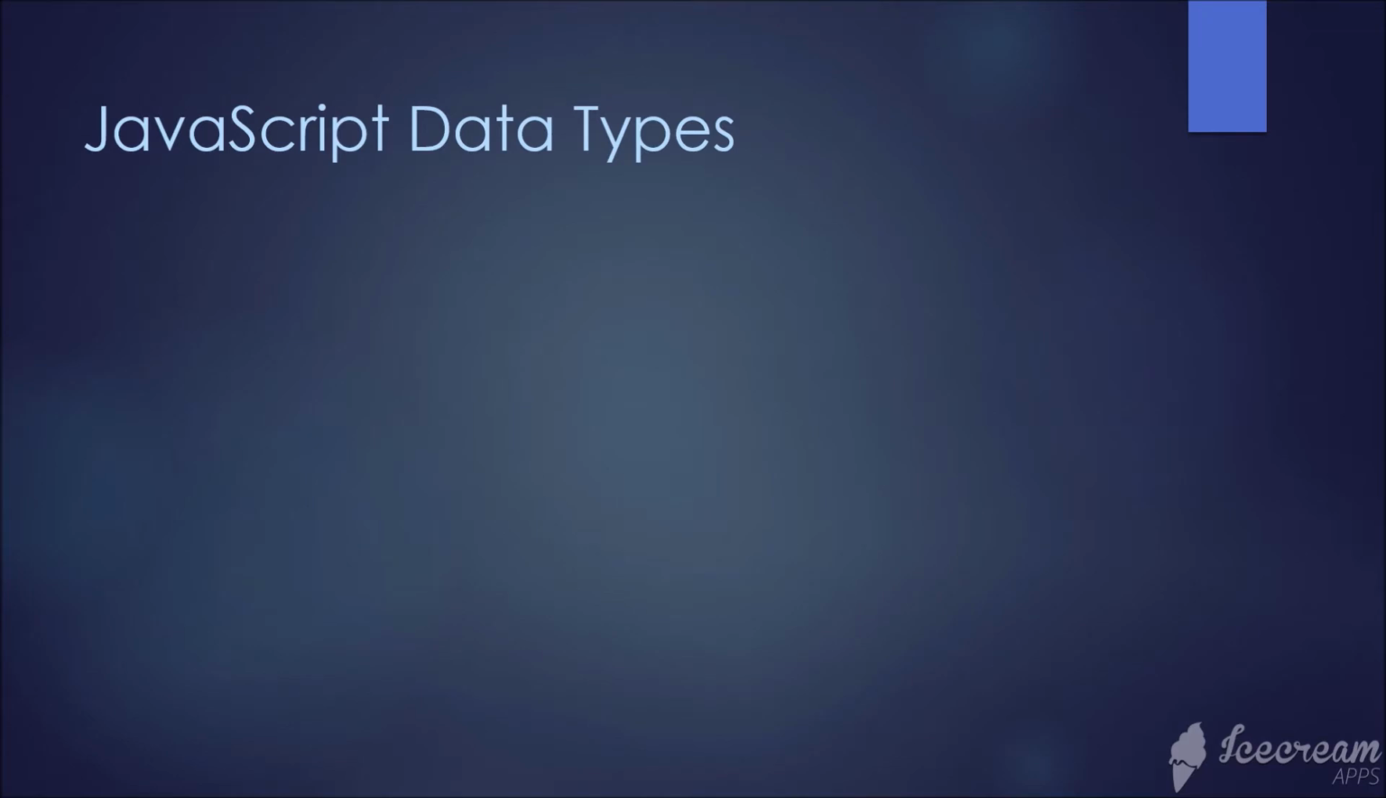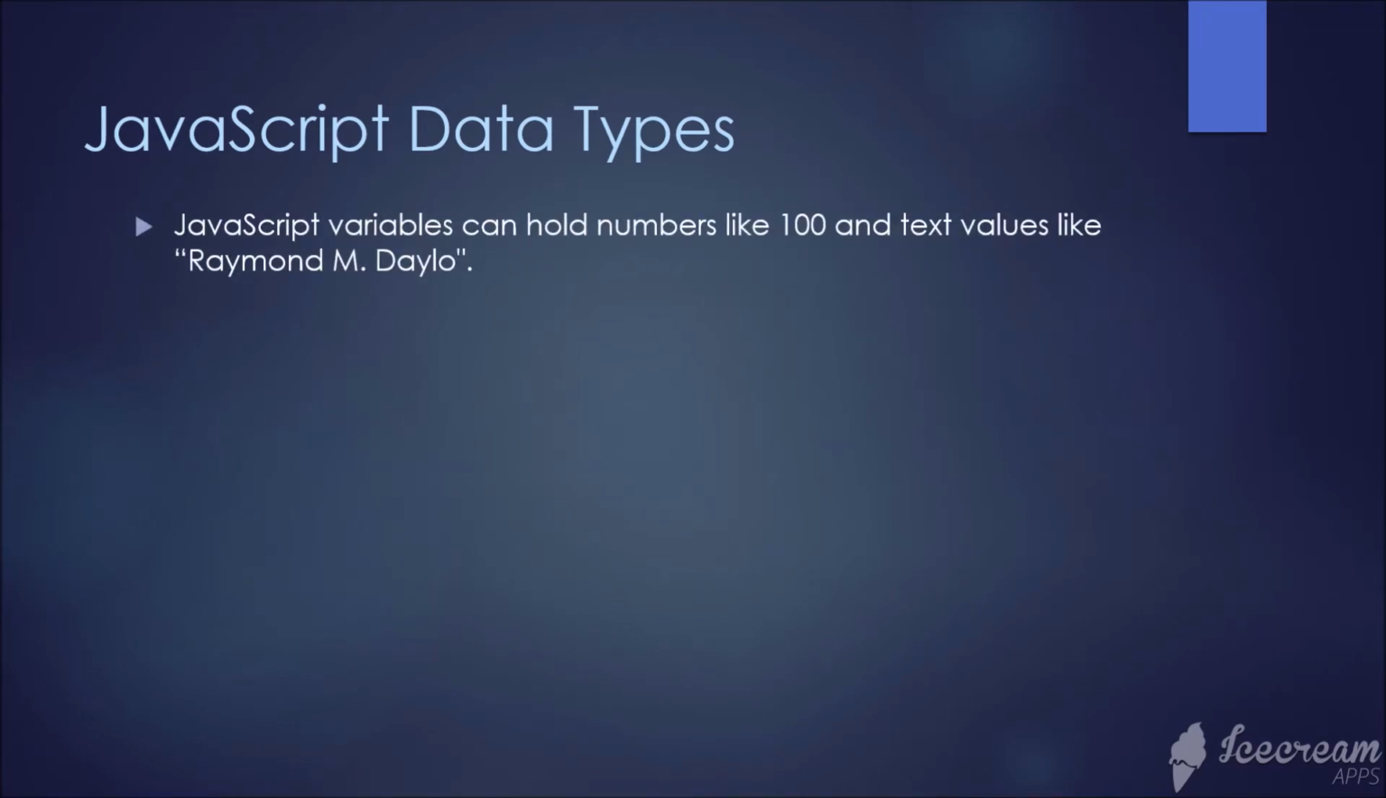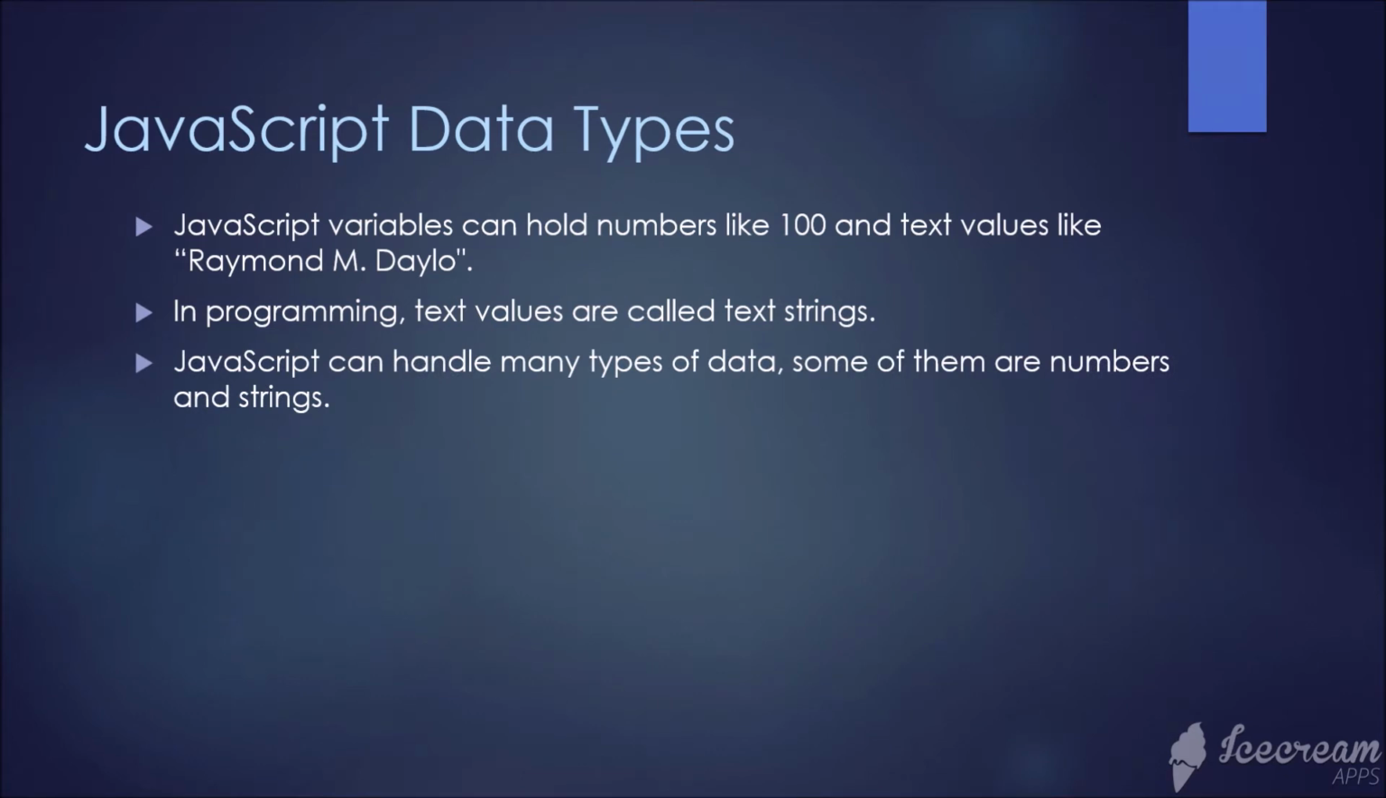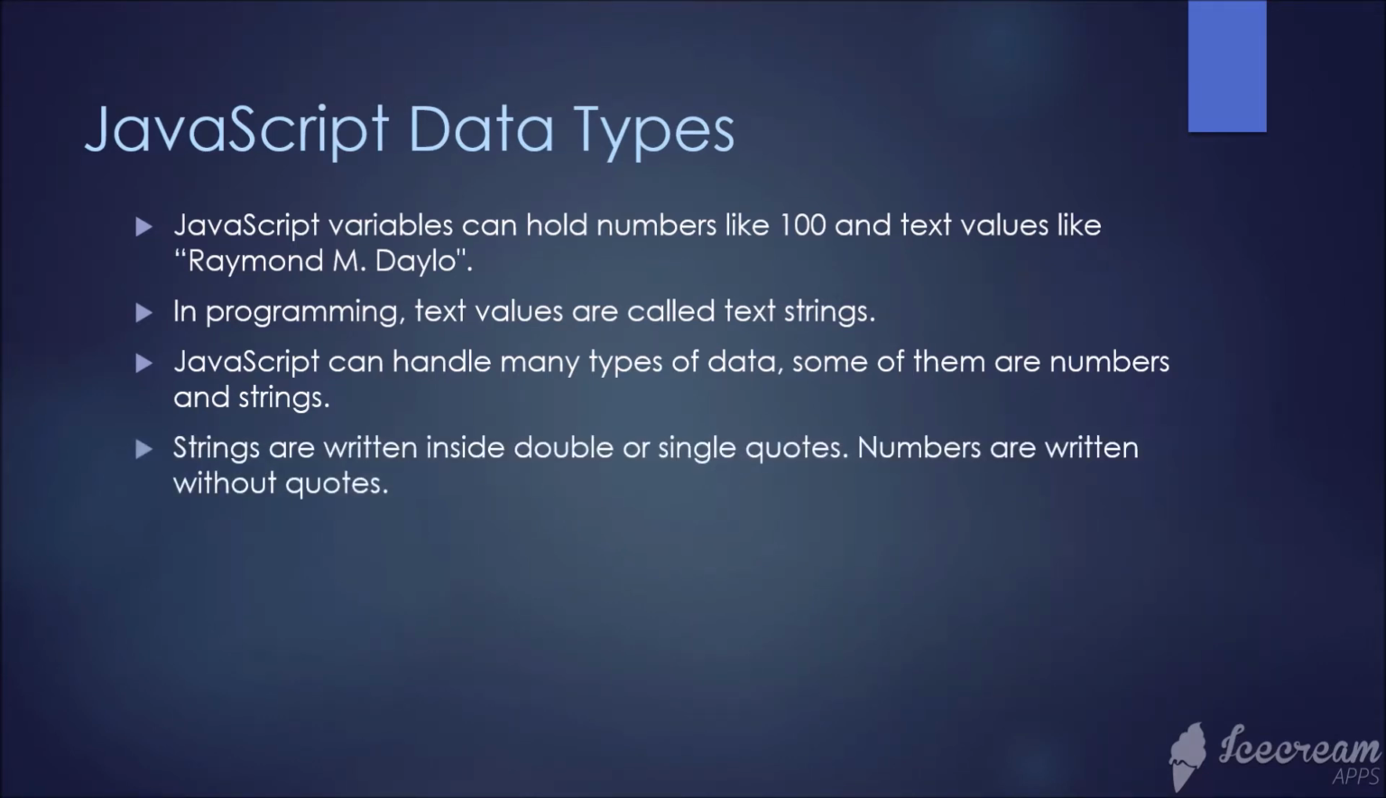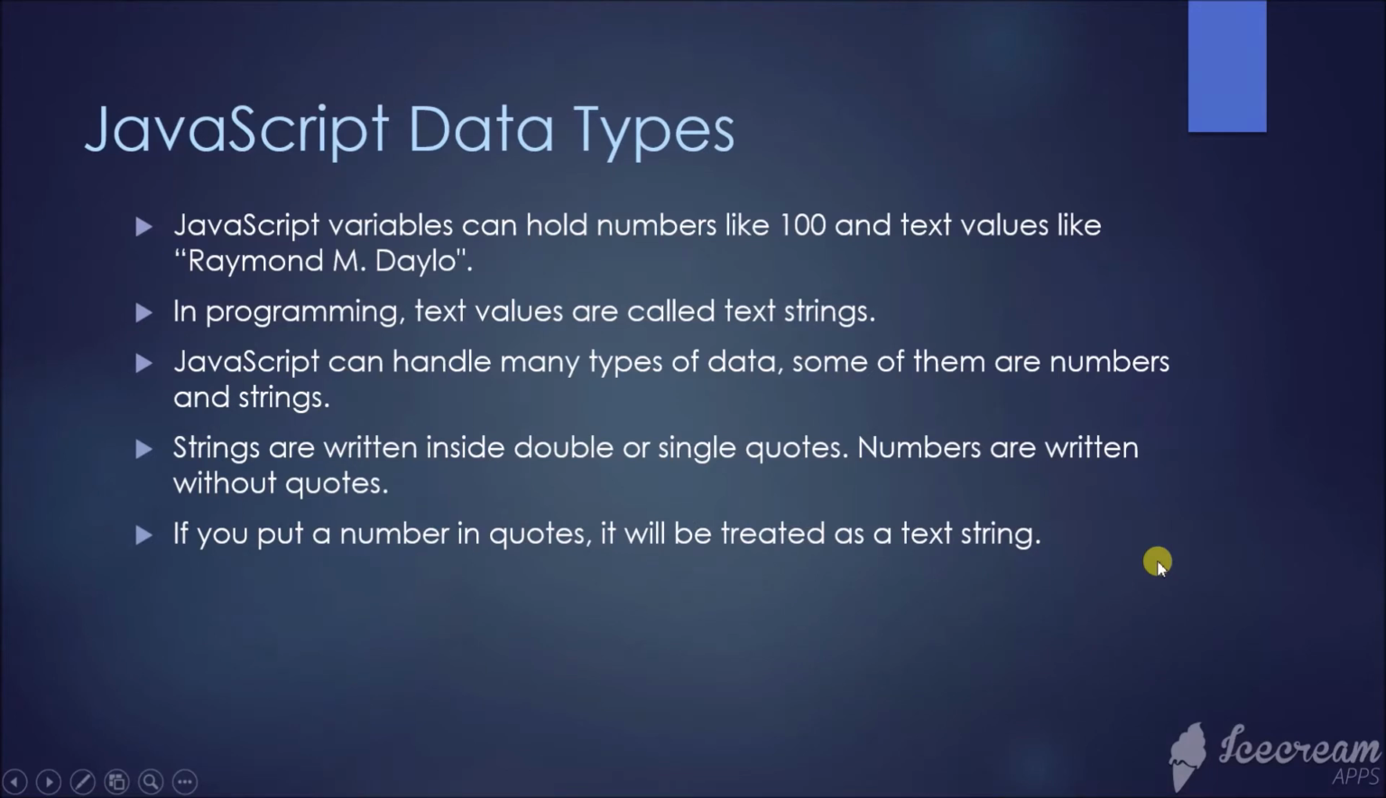Okay, so JavaScript data types. JavaScript variables can hold numbers like 100 and text values like Raymond Dilo. In programming, text values are called text strings. JavaScript can handle many types of data. Some of them are numbers and strings. Strings are written inside double or single quotes. Numbers are written without quotes. So if you put a number in quotes, it will be treated as a text string.